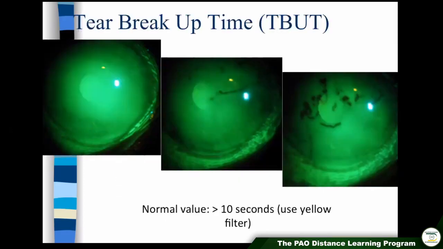And then you do your tear breakup time. You should use a cutoff of 5 seconds. Anything above 5 most probably will be normal. More than 10 is always normal. And 5 and below will be abnormal.